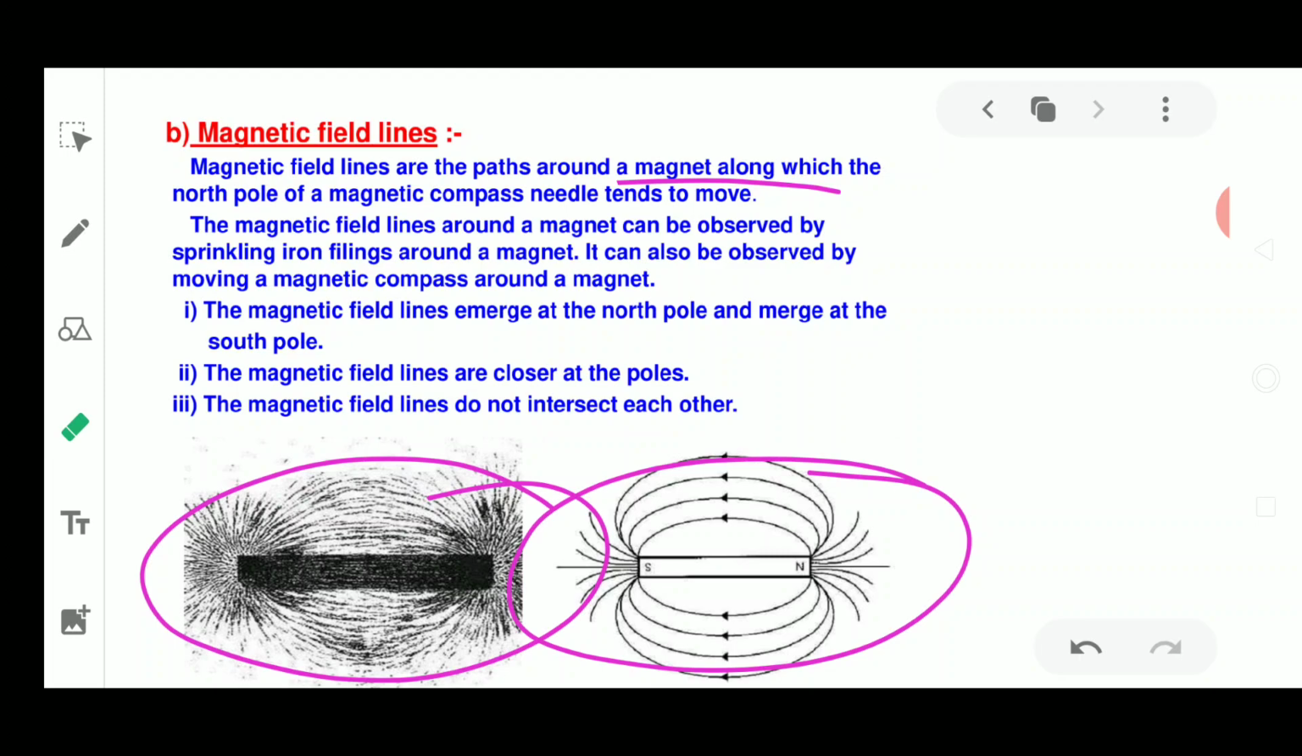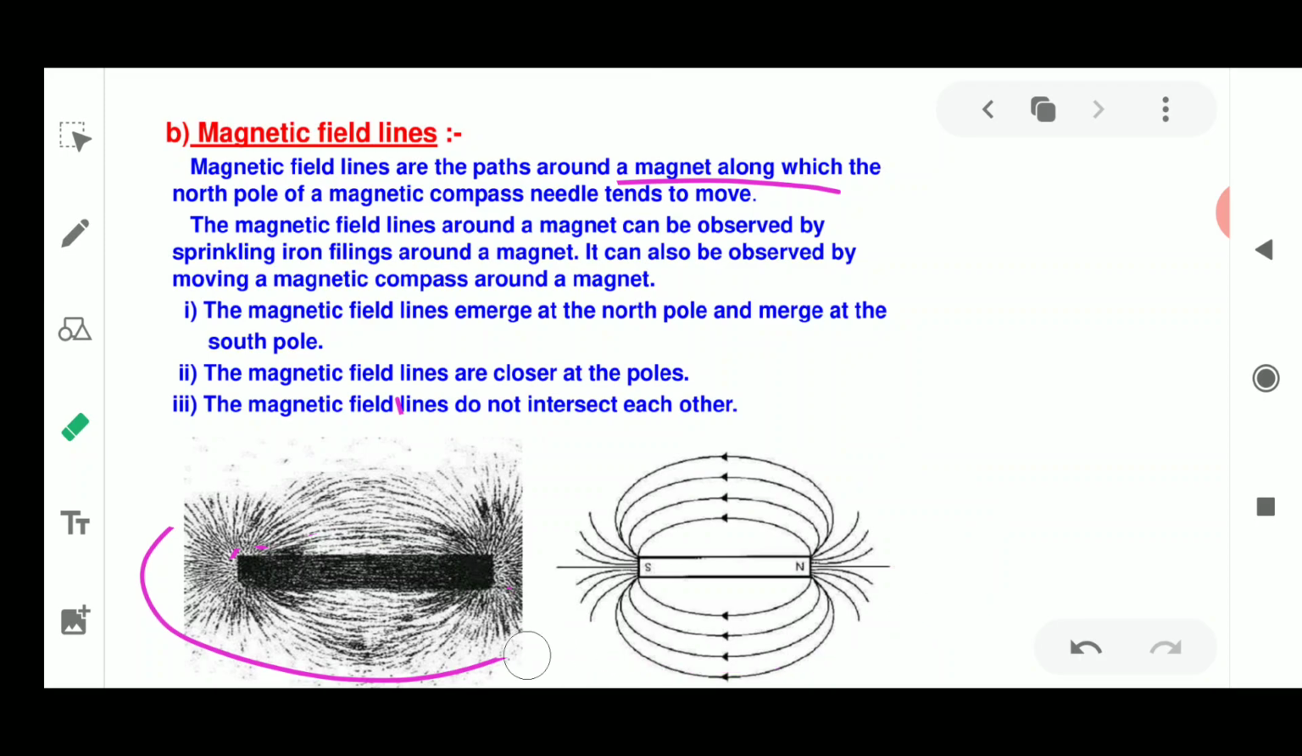the north pole of the magnetic compass needle tends to move. As soon as you put the needle of the magnetic compass here, the north facing needle is going to move outwards. Then this is known as the magnetic field line. You could draw many magnetic field lines, as you can see in this original photograph of magnetic field lines, which has been drawn using iron filings and a bar magnet.